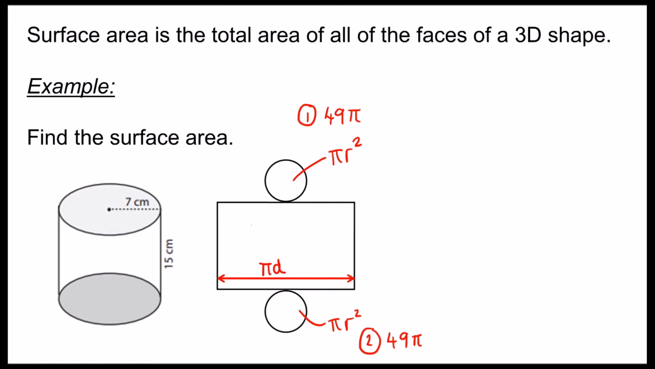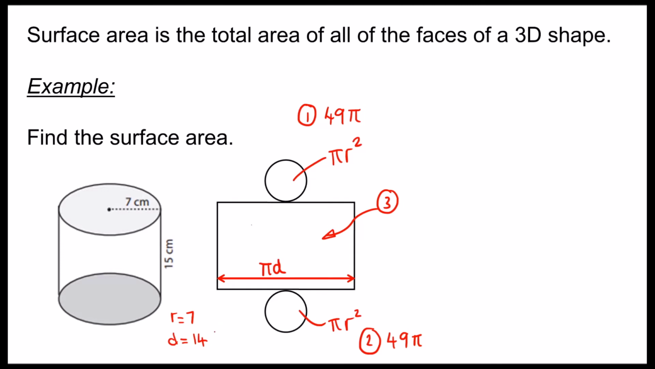As I've said already, the third and final face, this rectangular one just here, is going to be a little bit more tricky to work out. First of all, if I know that the radius of my circle is 7, I know that the diameter is going to be double that length, which is 14. So I can work out the circumference and this length of my rectangle using that.